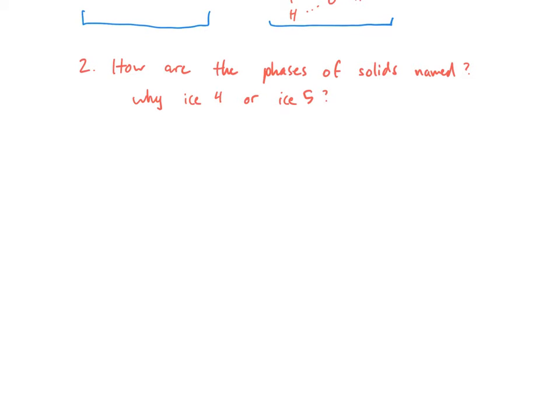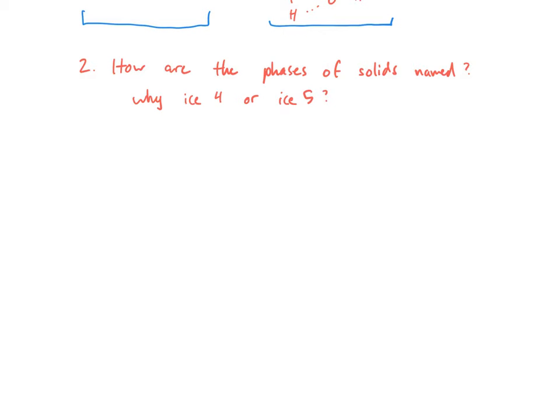Okay, our next question is asked by Adam, and this one got 1 thumbs up so far. I really like this question. How are the phases of solids named? For instance, why ice 4 or ice 5? And the answer is, I actually don't know the answer to this question. I might have to ask Dr. Martin or another expert, although I very strongly suspect that it's the order in which they were experimentally discovered.